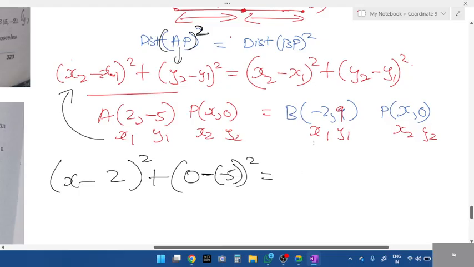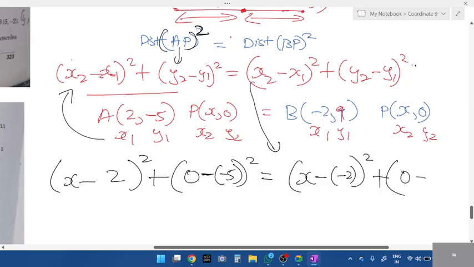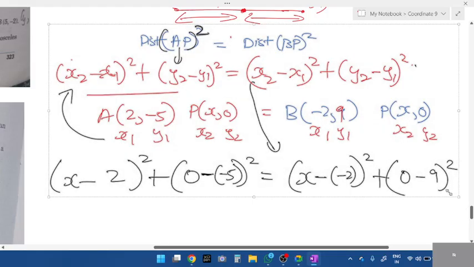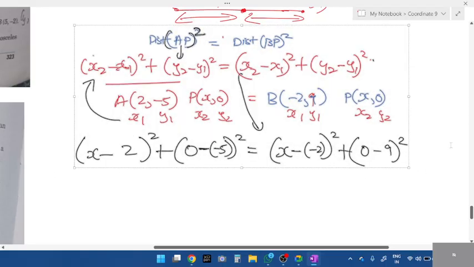Next, tell me x1. Use this formula. What is x2? x2 minus 2 the whole square plus what is y2? 0 minus 9 the whole square. Okay. What is x minus 2 the whole square, students? Which formula do we need to use? A plus b the whole square into? Yes, a minus b the whole square, right? A minus b the whole square.